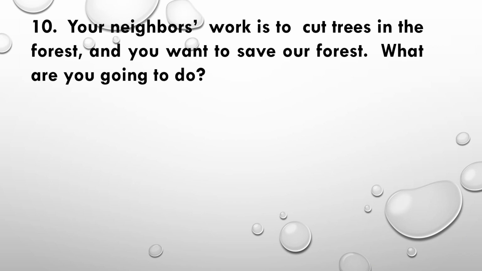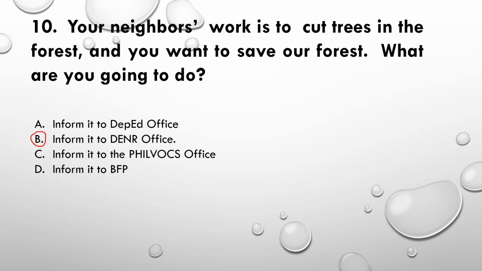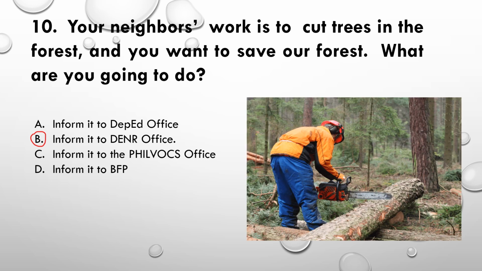Your neighbor's work is to cut trees in the forest and you want to save our forest. What are you going to do? A. Inform it to DepEd office. B. Inform it to DENR office. C. Inform it to the PhilVox office. D. Inform it to BFP. So the correct answer is letter B. We're going to inform it to the DENR office. Next.